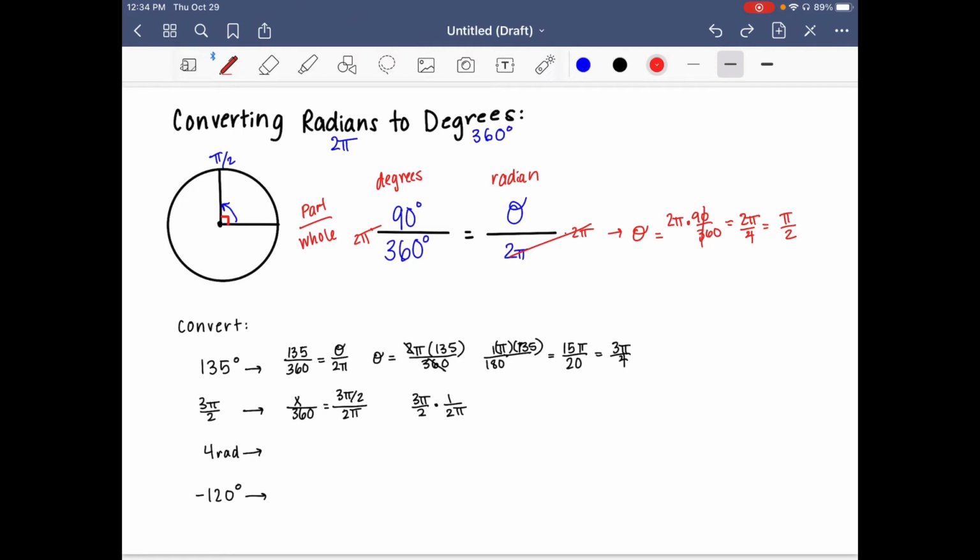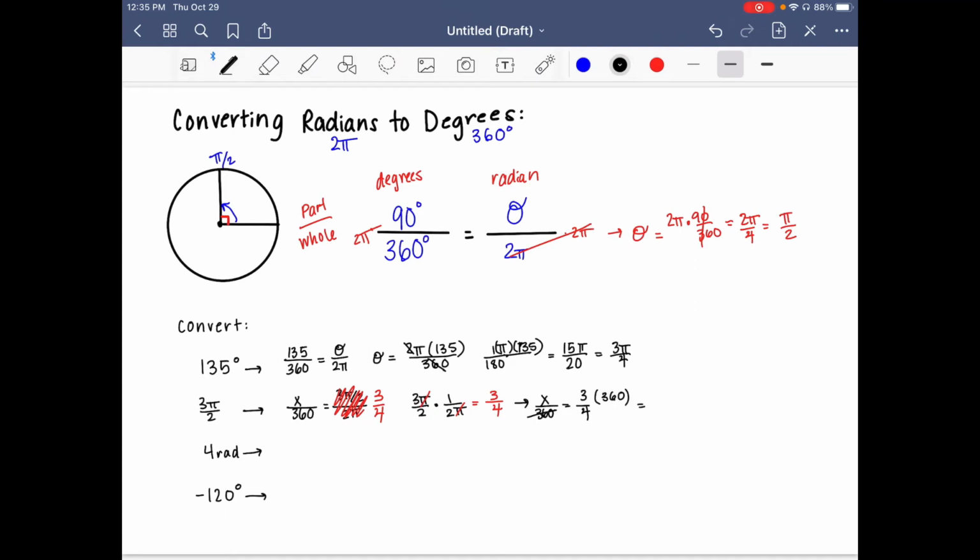So right away, I see that the pi's will cancel out on both sides, and that will leave me with 3/4. So I can say this whole mega fraction is equal to 3/4. Okay, so now I have x over 360 equals 3/4. I'm just going to multiply both sides by 360 in order to cancel out the denominator there.